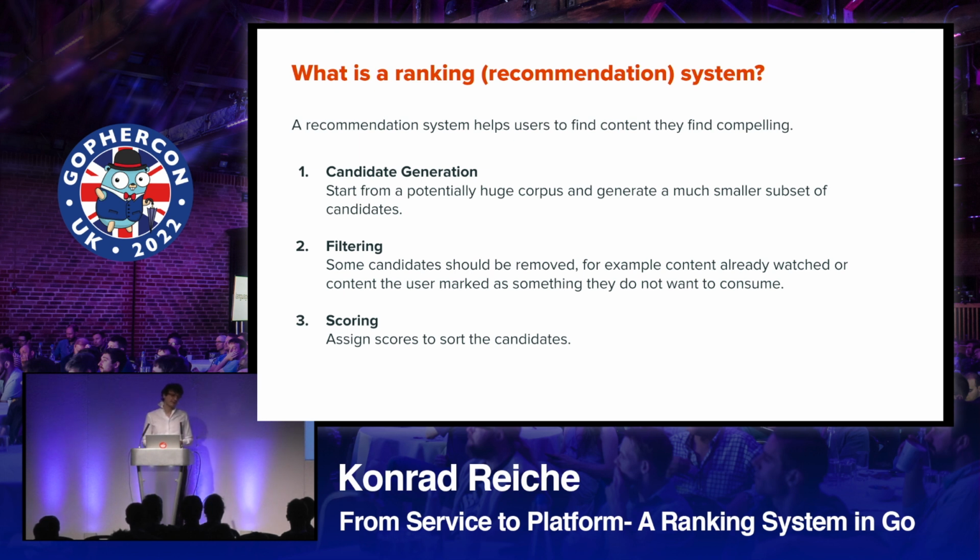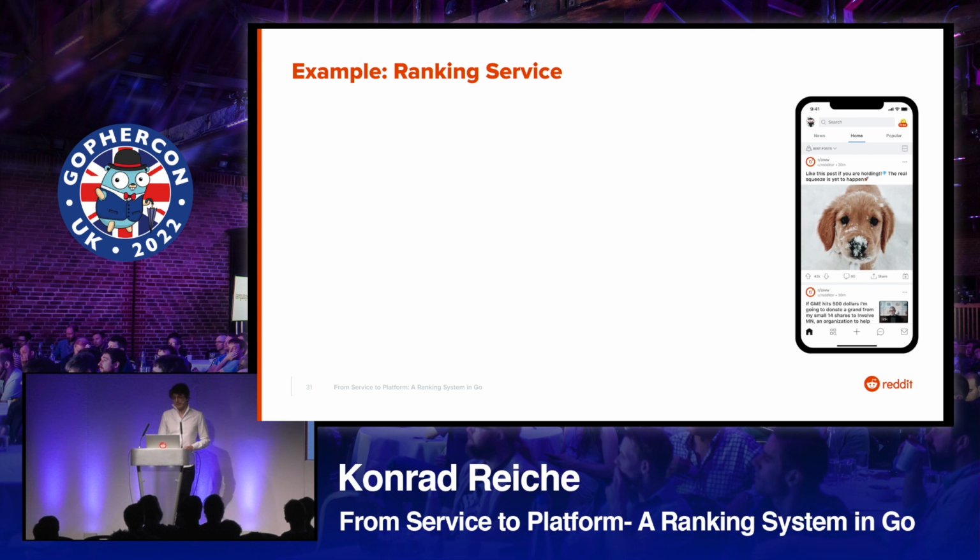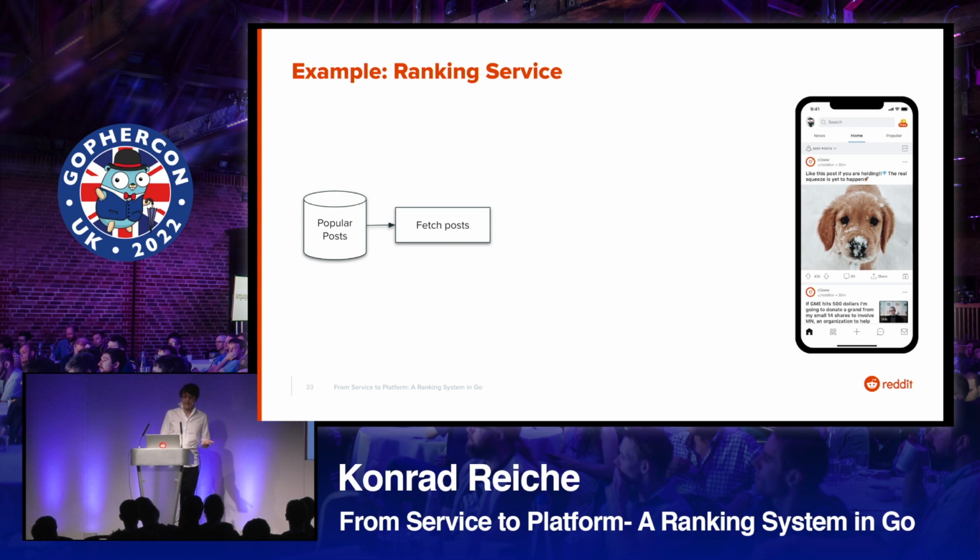Okay, how does this translate into real life? On the right side, this is what we want to create, a feed for the user. We already have a data store that provides us with popular posts. That's great, because now we can fetch those posts. That's our candidate generation.